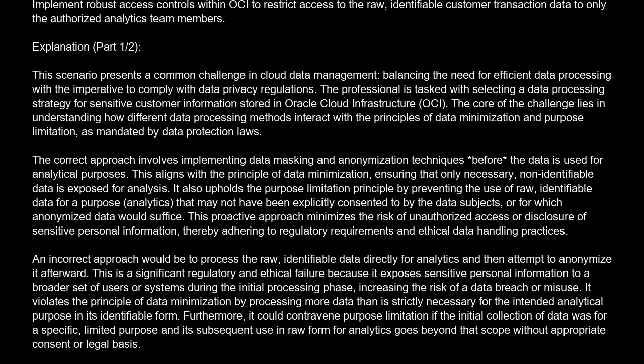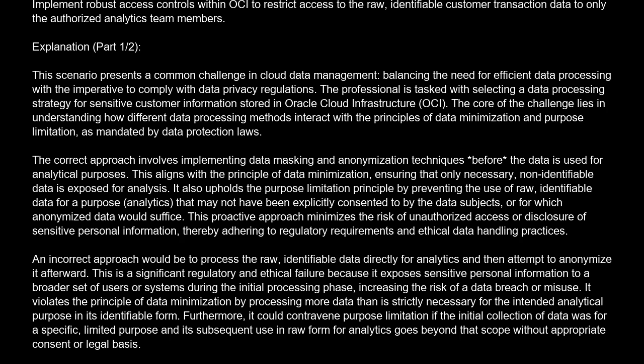This aligns with the principle of data minimization, ensuring that only necessary, non-identifiable data is exposed for analysis. It also upholds the purpose limitation principle by preventing the use of raw, identifiable data for a purpose, analytics, that may not have been explicitly consented to by the data subjects, or for which anonymized data would suffice. This proactive approach minimizes the risk of unauthorized access or disclosure of sensitive personal information, thereby adhering to regulatory requirements and ethical data handling practices.